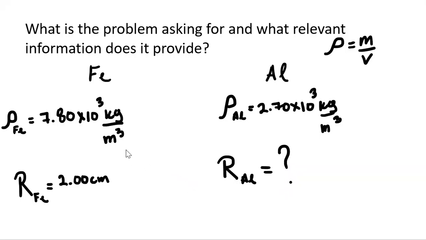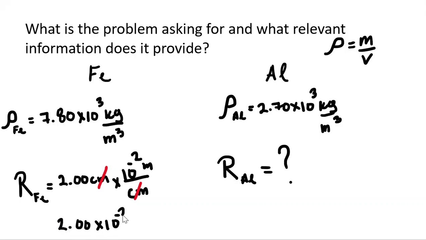Also notice that the other quantities are in kilograms and meters, but the radius that they gave us for iron is in centimeters. So it might be a good idea to convert that into meters. Our conversion factor is going to be 1 centimeter per every 10 to the negative 2 meters. We can cancel out our units of centimeters, and we're going to have 2.00 times 10 to the negative 2 meters.